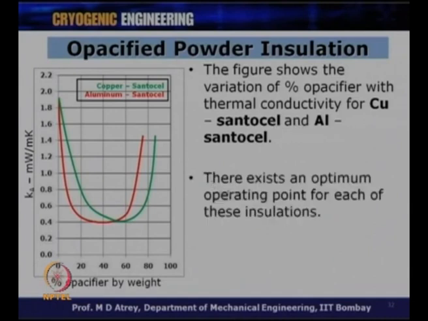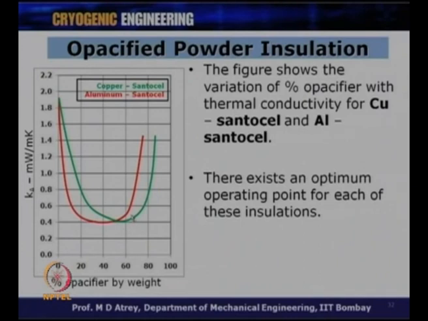You can see that there exists an optimum operating point for each of these insulations. All right. So, if I use the 40-60 case, where the opacifier is 40% by weight out of 100%, my apparent thermal conductivity comes to 0.4, which was 1.5 or 2 earlier. That means I have reduced my apparent thermal conductivity by almost 5 times. Similarly, with copper Santocell, I can go for 60% opacifier by weight, and again I can reduce the apparent thermal conductivity to 0.4.